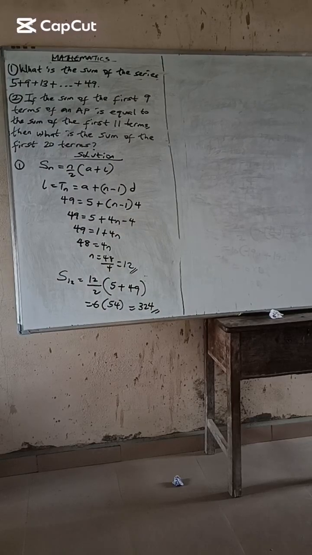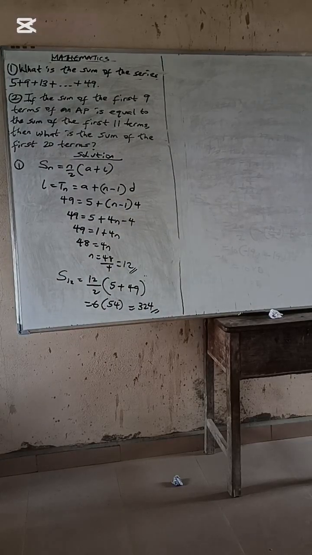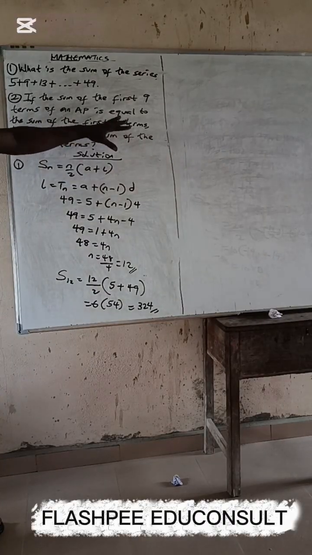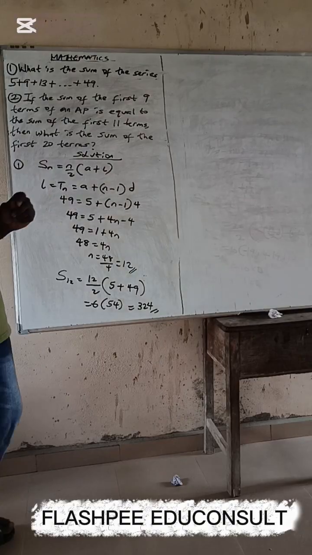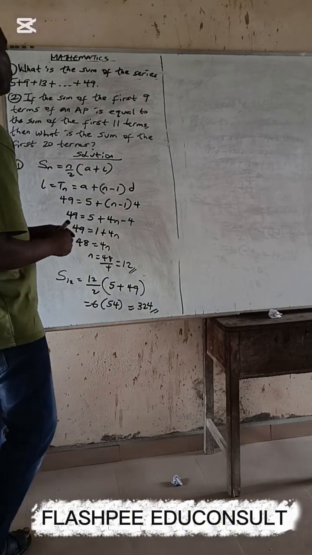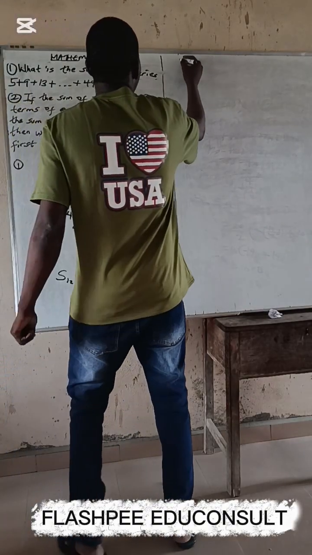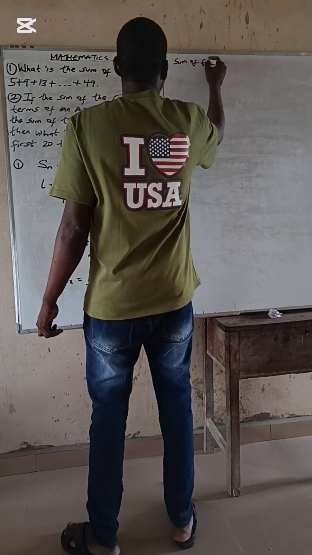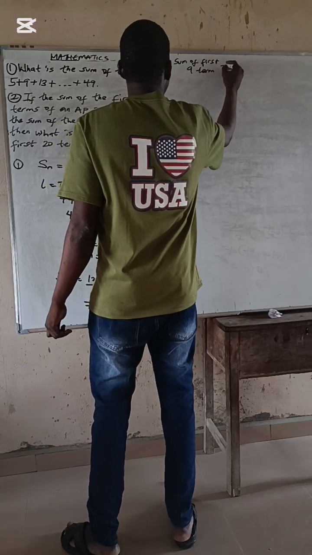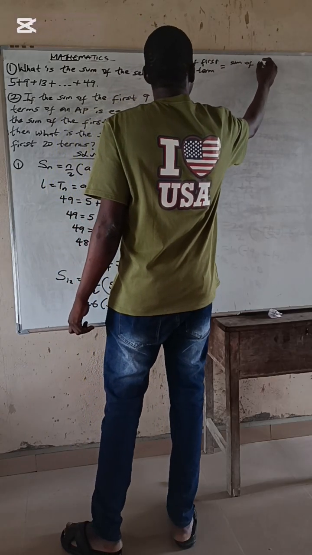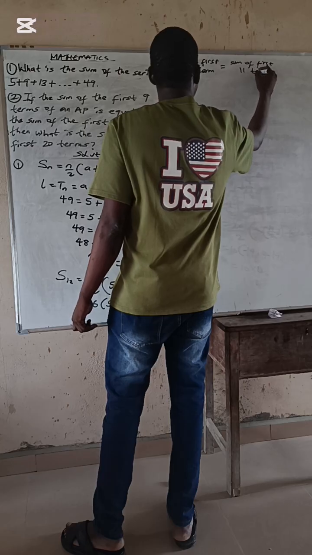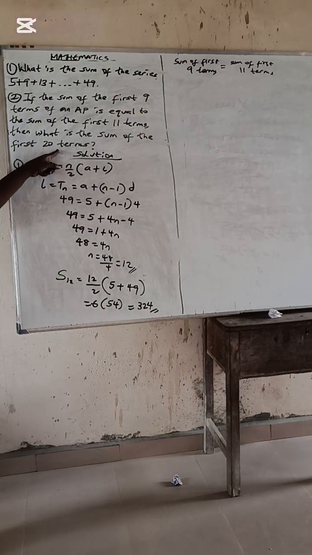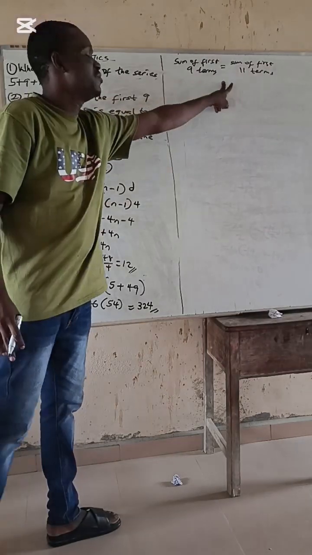Now, the second question is, if the sum of the first 9 terms of an AP is equal to the sum of the first 11 terms, what is the sum of the first 20 terms? Now, this time around, what they are trying to tell you is, if the sum of the first 9 terms is equal to the sum of the first 11 terms, find the first 20 terms. Before you can talk about finding the first 20 terms, we need to be able to simplify this.